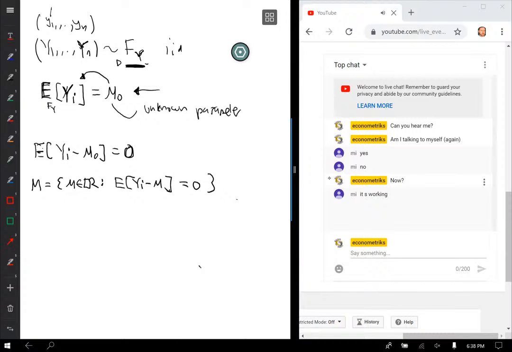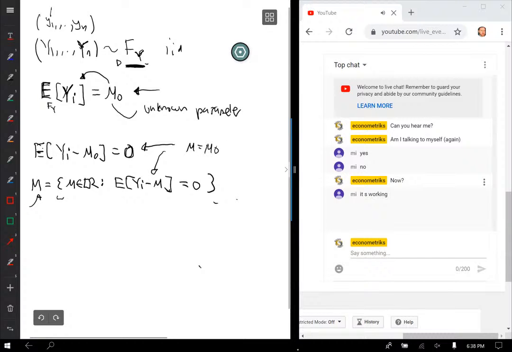This is a really fancy technical way of saying let M be the set, we use curly brackets here to denote the set, of all constant scalars mu on the real line, anywhere between plus or minus infinity, where this function of mu equals naught. Well, we can see from above there's only one solution, and that's that mu equals mu naught.